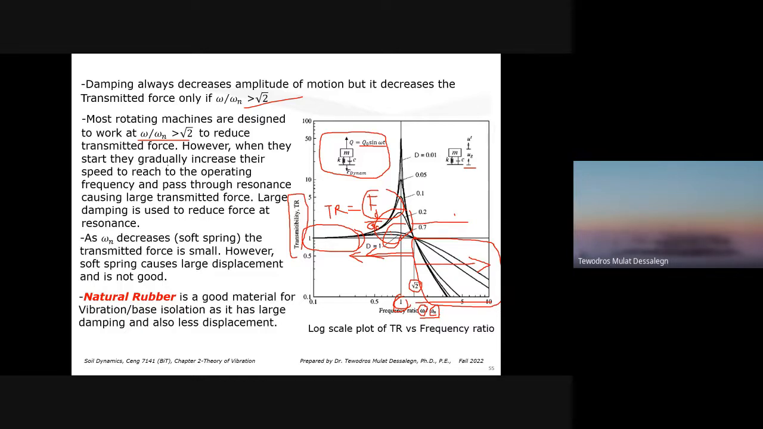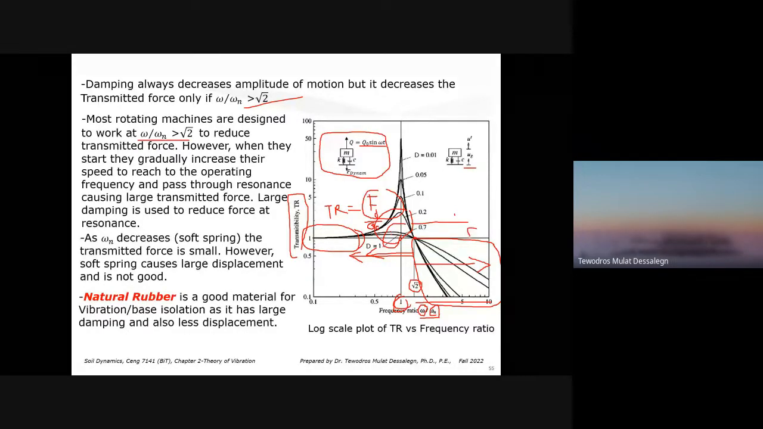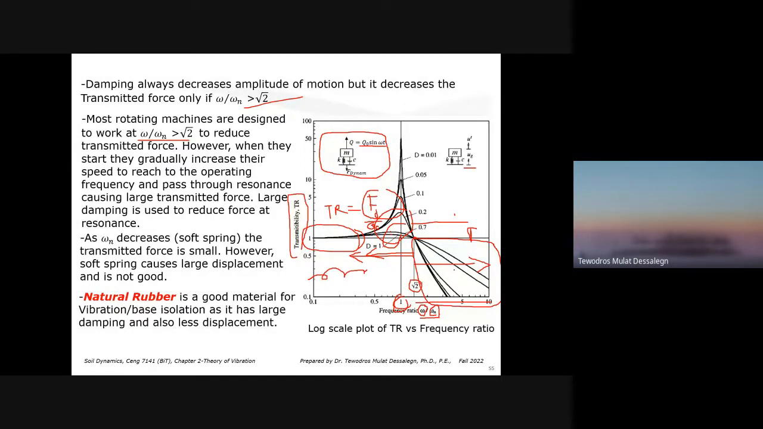However, when they start, they gradually increase their speed to reach the operating frequency and pass through resonance, causing large transmitted force. Large damping is used to reduce the force at resonance. Now, when you start a motor, it doesn't jump and reach a frequency of this value immediately. It's progressive. They increase the rotational speed, and finally they even pass through the resonance. They have to pass through the resonance frequency to reach a frequency of this value. At some point while that motor is working, you will see a higher vibration. That's a resonance point.